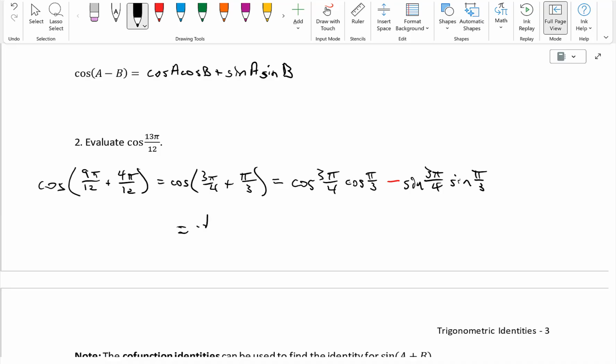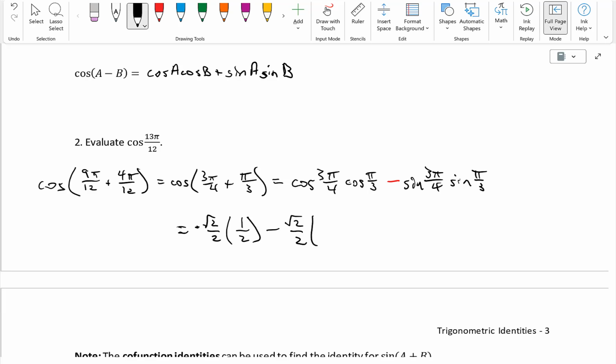So we get a negative square root of 2 over 2. For the pi over 3, we get the 1/2 for the cosine. We're in quadrant 1, so just a positive 1/2. And for sine of 3 pi over 4, y would be positive in quadrant 2. So we get a positive root 2 over 2.